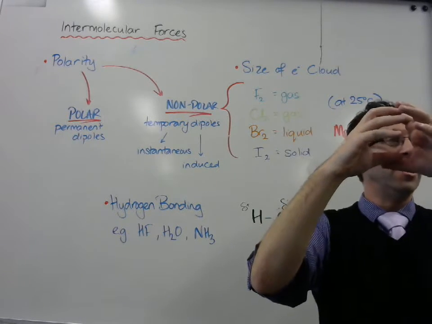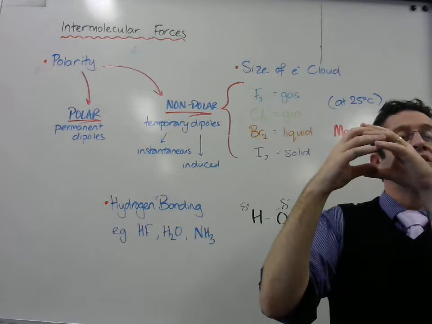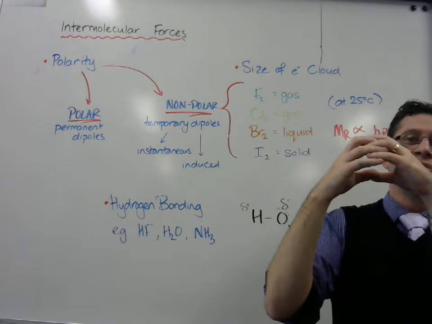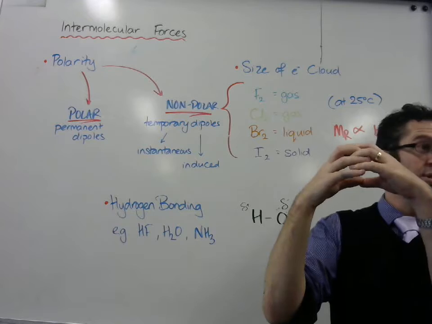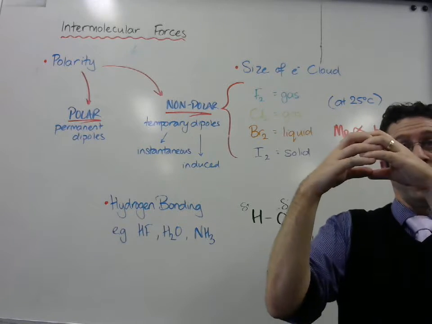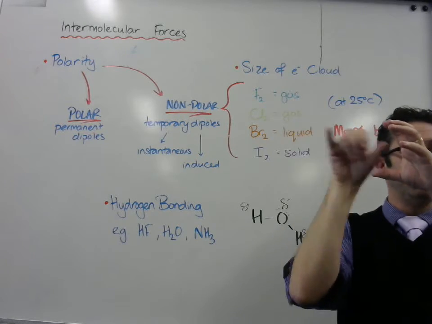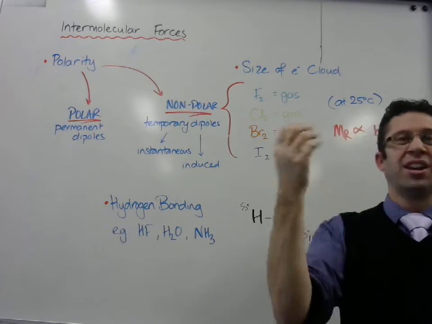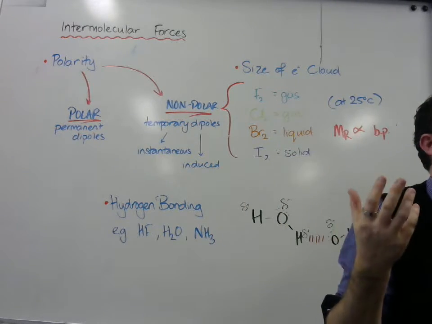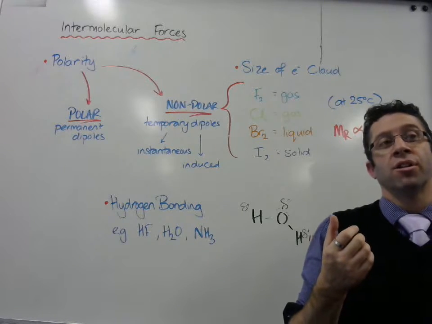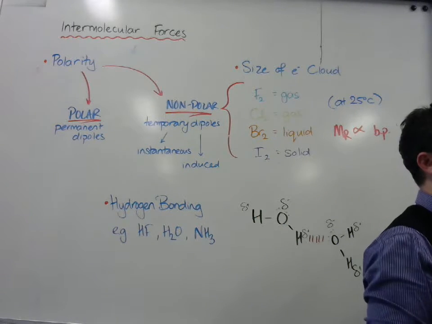Chlorine and fluorine are so tiny that at room temperature they move too fast, and the probability of an uneven electron distribution is so small that they can't form bonds between the molecules, intermolecular forces.